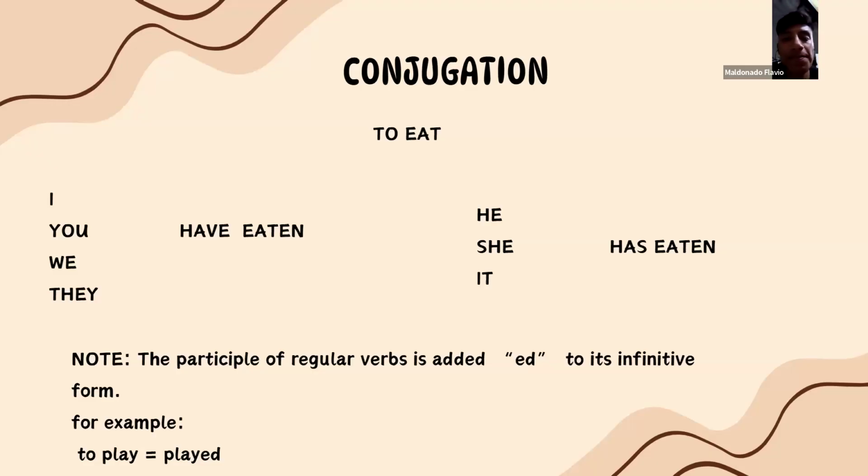Can you repeat the question, please? Yeah. When we use the past participle, the rule is have or has. For example, I have eaten tacos.